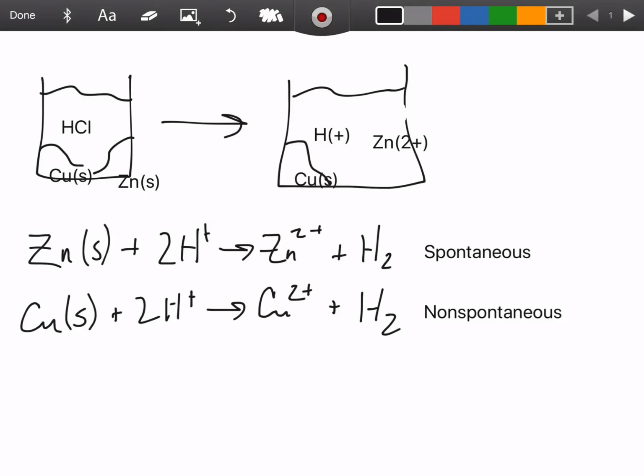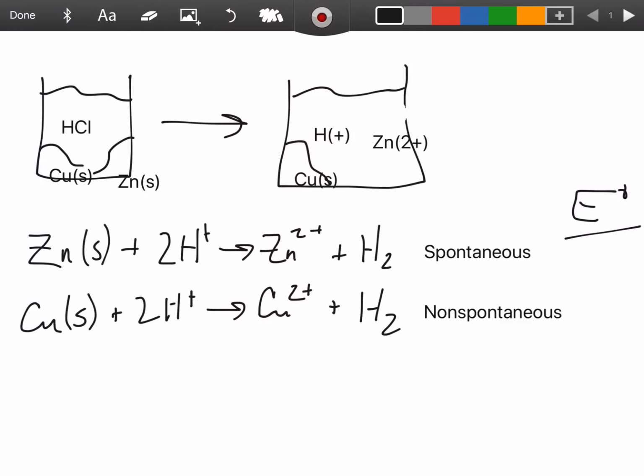So the question is, why do these two reactions occur or not occur? Why is it the zinc solid reacts with the H plus to give zinc 2 plus and hydrogen gas, and that's a spontaneous reaction, but the copper solid, when put in the place of H plus acid, going to copper 2 plus and hydrogen, this reaction is not spontaneous? And the reason for this is because of the potential of these different metals. And by potential, we are going to be using the symbol E for that. And E is going to be measured in voltage.